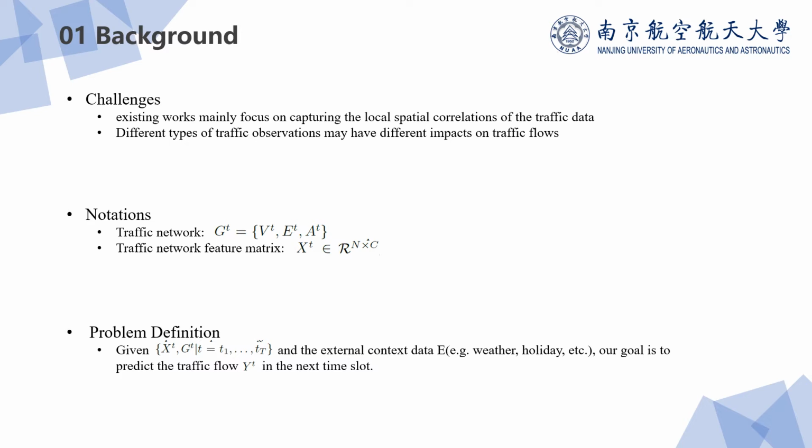Next, I will introduce two important notations in our work. The first one is traffic network G, and the second one is traffic network feature matrix X. Given the notations, I will give you the problem definition. Given the traffic network, the traffic network feature matrix, and the external context data E, our goal is to predict the traffic flow Y_T in the next time slot.